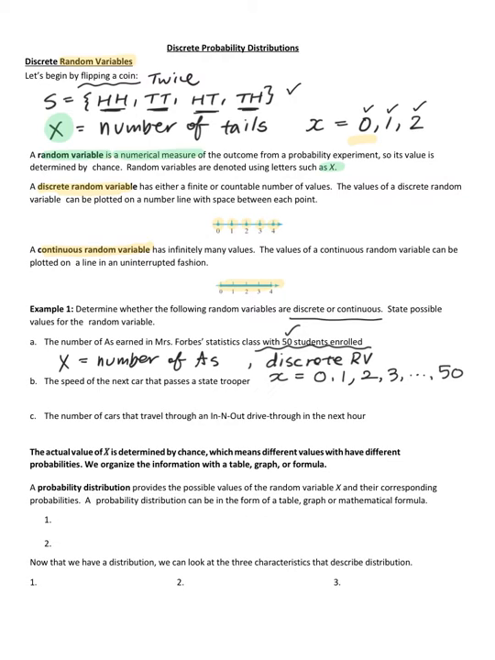Question B. The speed of the next car that passes a state trooper. The random variable for this one will be the speed.